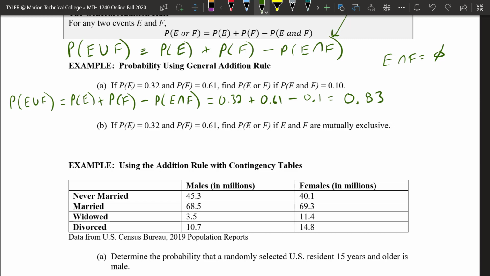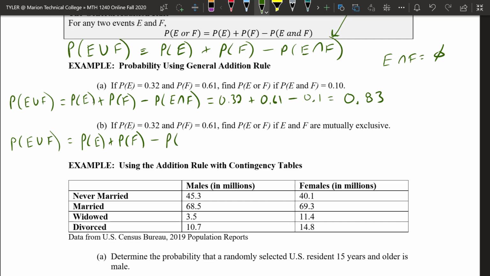Now it says, if the probability of E equals 0.32 and the probability of F equals 0.61, like before, we still want to find the probability of E or F, but we know that E and F are mutually exclusive. So the probability of E or F is equal to the probability of E plus the probability of F, in this case, because they're mutually exclusive.